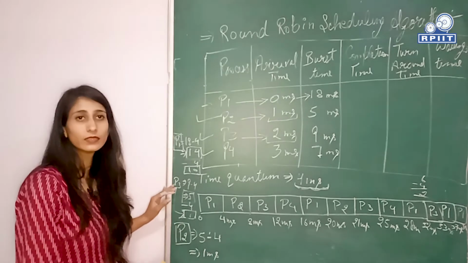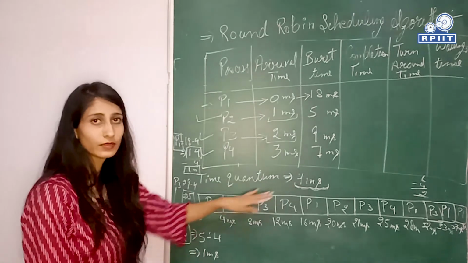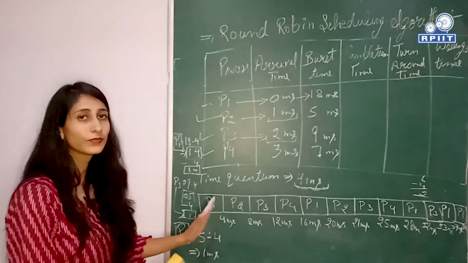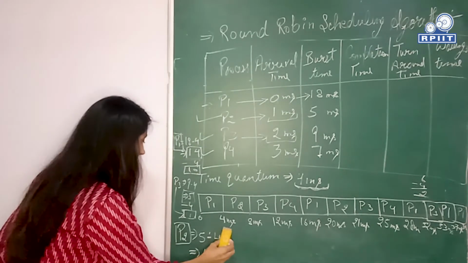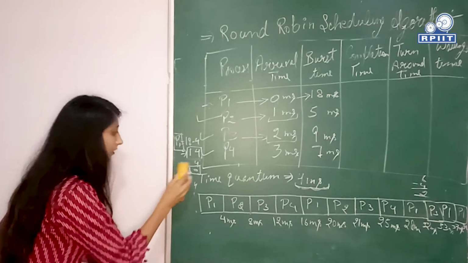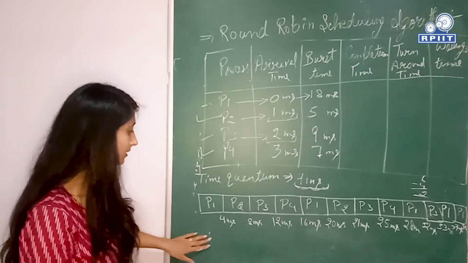Here it is very clear that all the processes are completed by using the time quantum. That means each and every process can execute a maximum of 4 milliseconds. Now we can calculate the completion time of these processes.